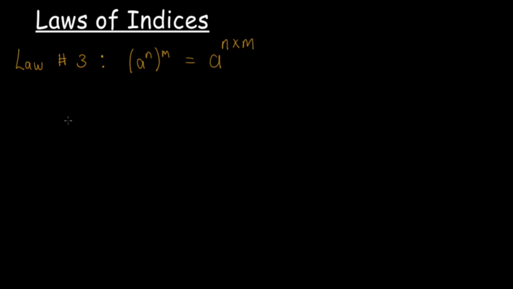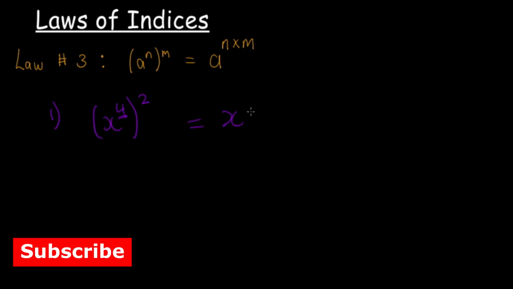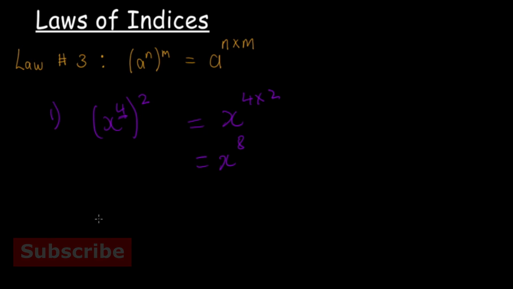multiply. For example, we have x to the 4th power all being squared. So everything in the bracket is being squared. We know that when we have a power, so we have the power 4 being raised to another power, then it is the same as multiplying the powers. So therefore, the answer would be x, 2 times 4, 8, so x to the 8th power.